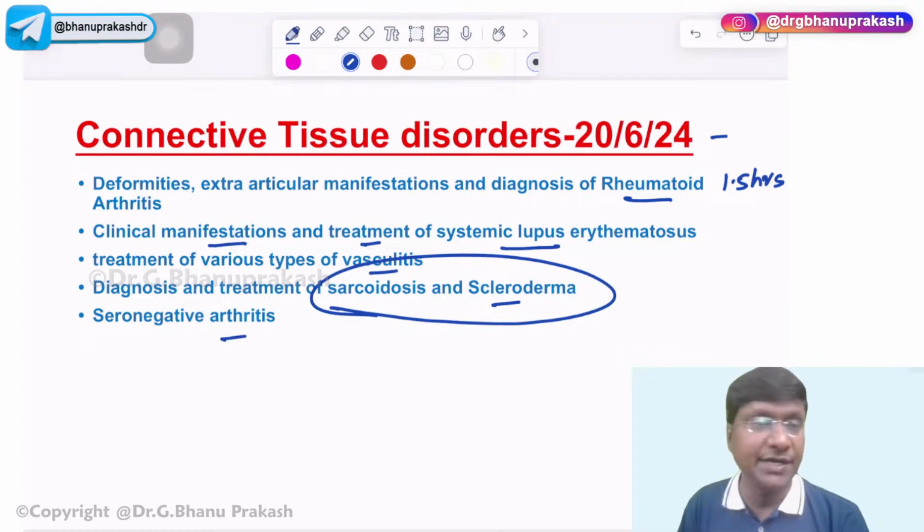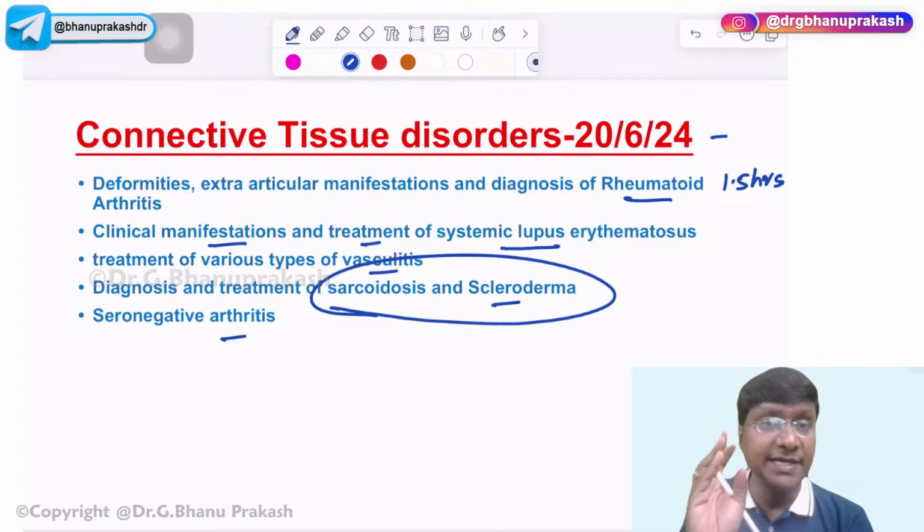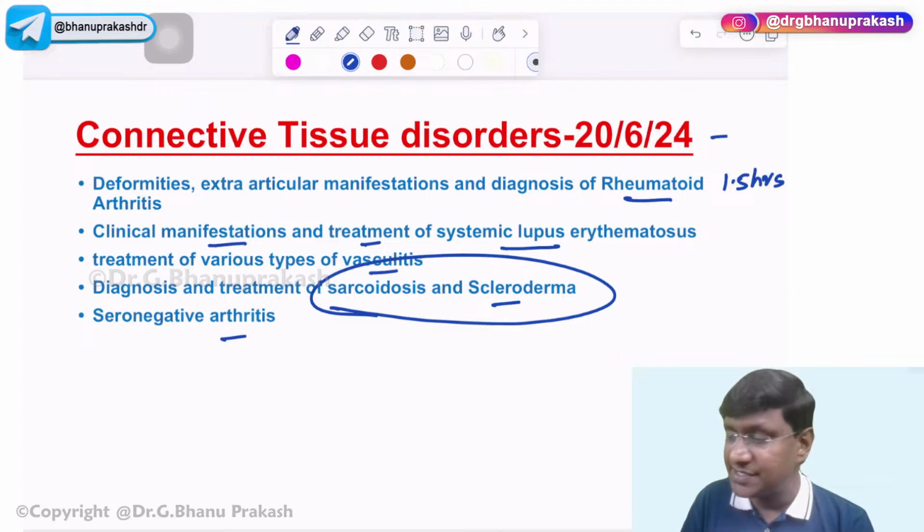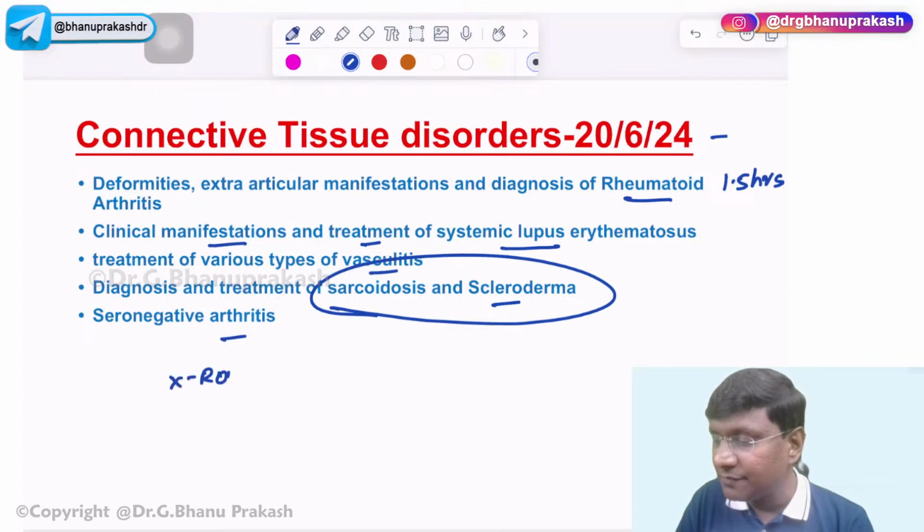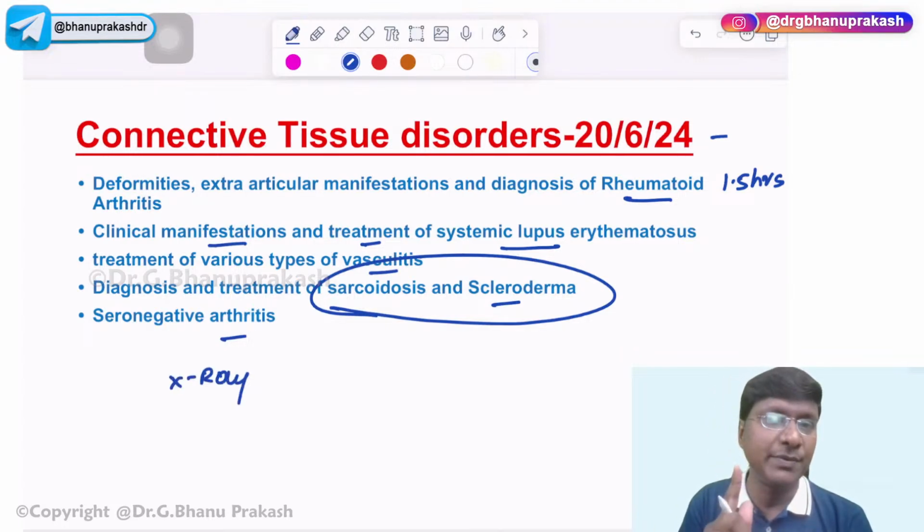And next is seronegative arthritis. In the seronegative arthritis, ankylosing spondylitis. In ankylosing spondylitis, very simple, articular and extra-articular manifestation. HLA-B27 will be positive. Treatment is very important in ankylosing spondylitis. And X-ray. X-ray of the spine and dagger spine is very, very important in ankylosing spondylitis, and you need to know what is that. Then another important form of seronegative arthritis is psoriatic arthritis.